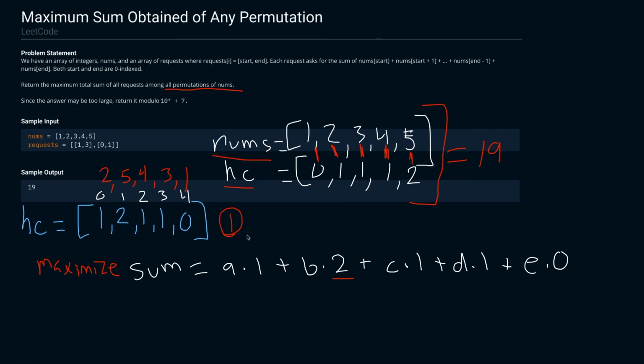And so real quickly, going through the time complexity, the first step where we build this hit counter takes O of R time, where R is equal to the number of requests. And then for the second step, we are sorting nums and we're sorting hit counter, and those are both going to be of size n. So the second step would be n log n.